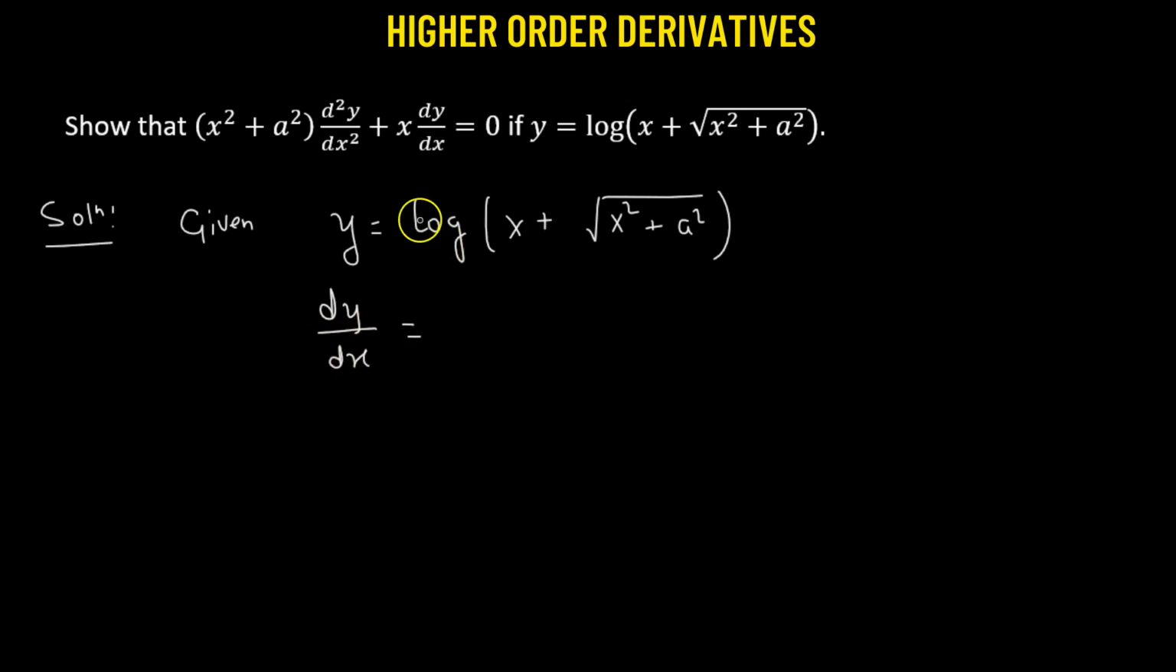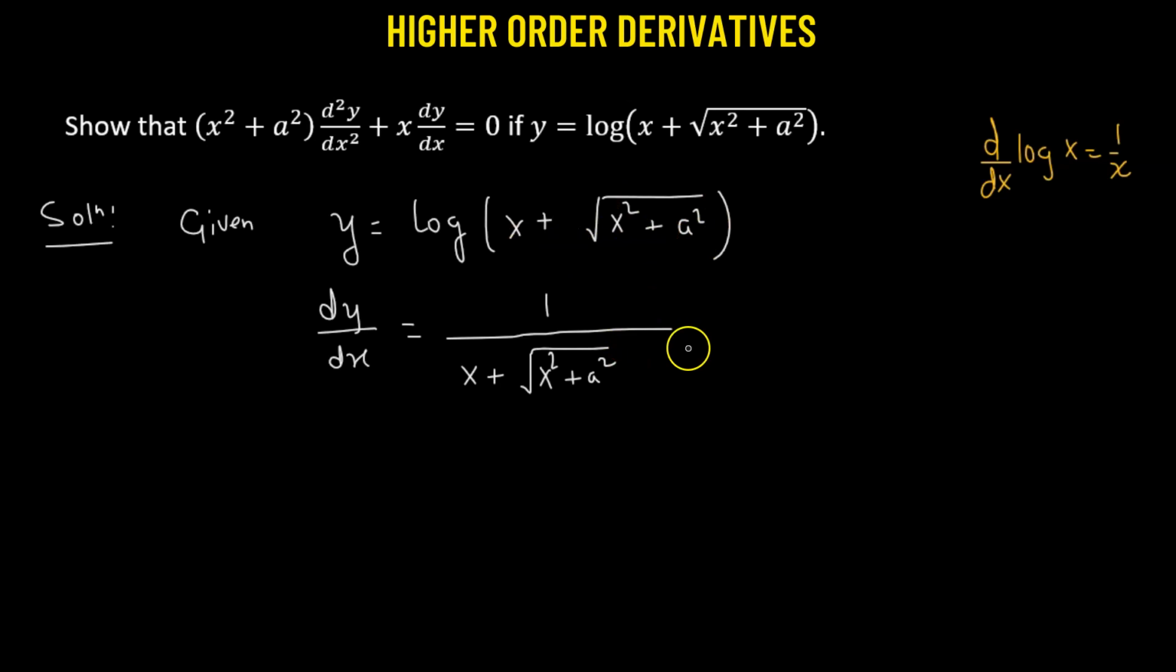So this will be equal to the derivative of the logarithmic function. Let me state that: if we have d/dx of log x, that's simply equal to 1 over x. So this means we will get 1 over x plus square root of x squared plus a squared. But then again, this is not x, so we will have to multiply it by the derivative of x plus square root of x squared plus a squared. So this is the chain rule.